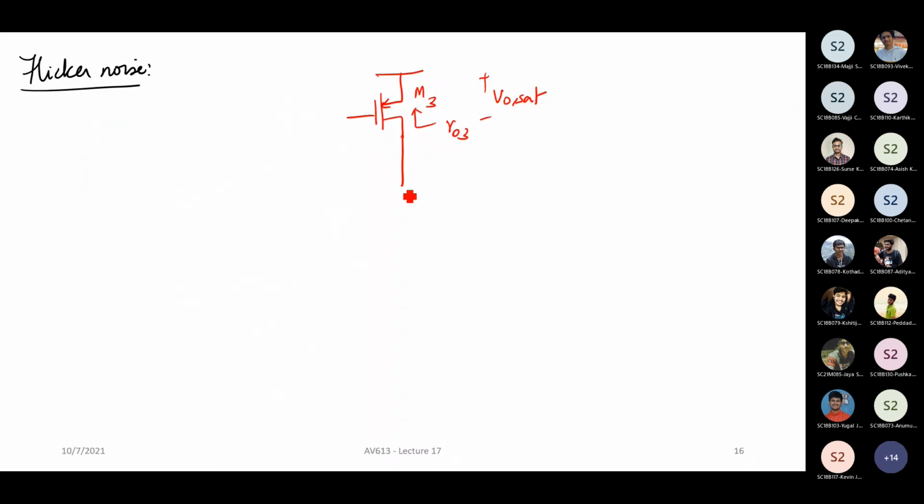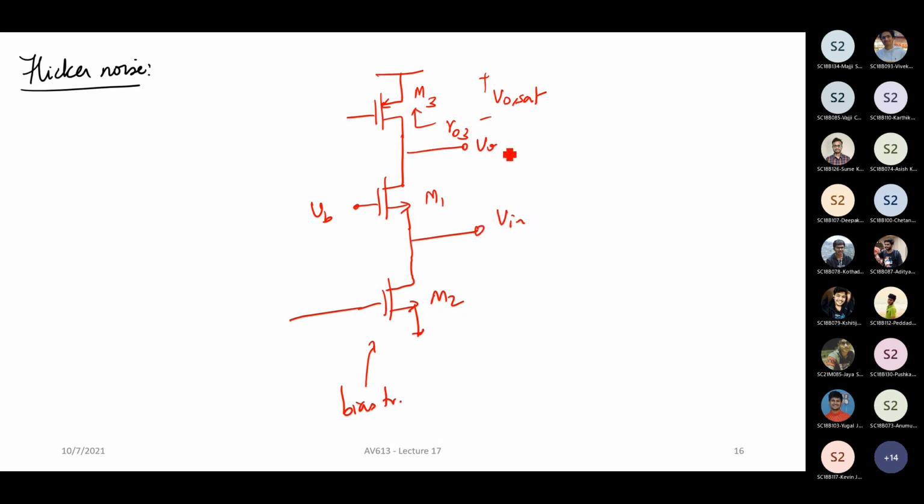Now, if you use a PMOS transistor, and let's say this is your VB, this is your M1, let's call it M1. And then let's say you have your bias transistor. Let's call this M2. This is your bias transistor, and this is your input. Now, what are the flicker noise sources? You can add the flicker noise sources for all of them.